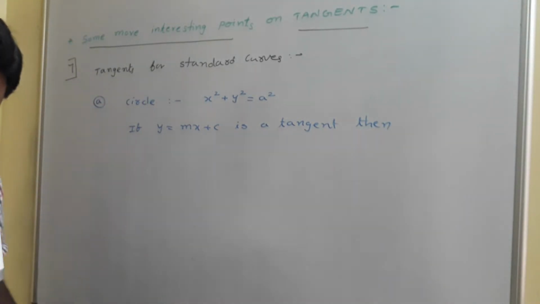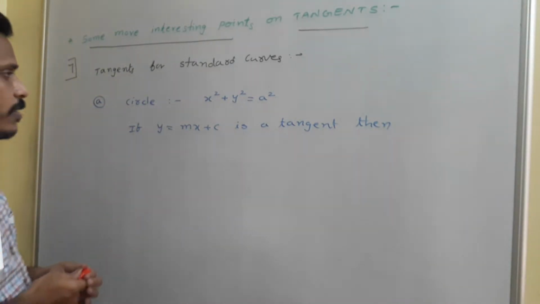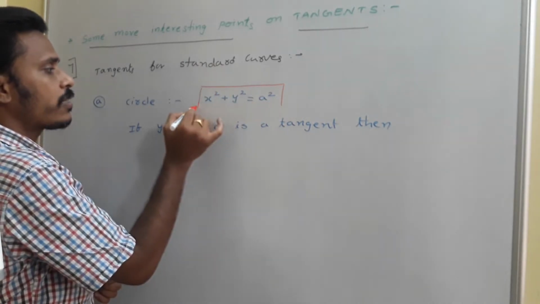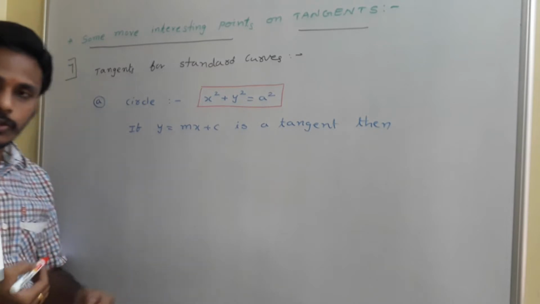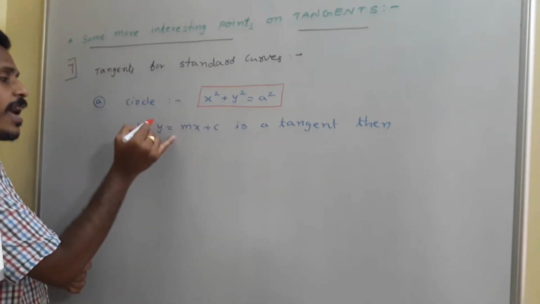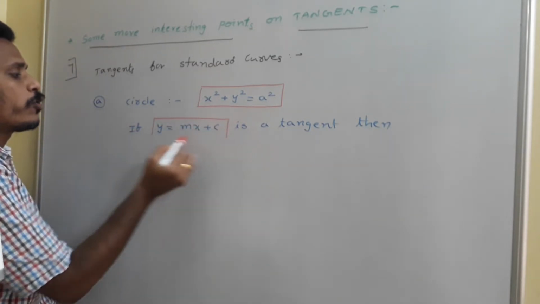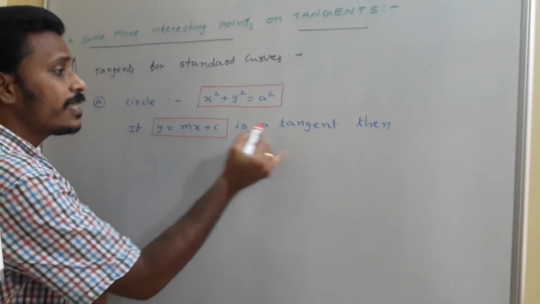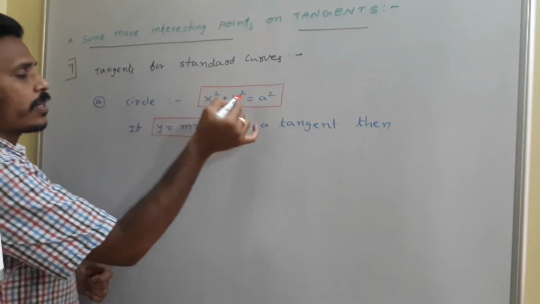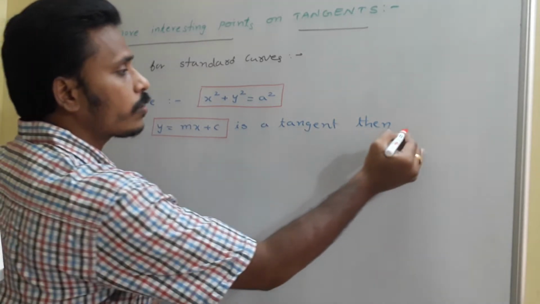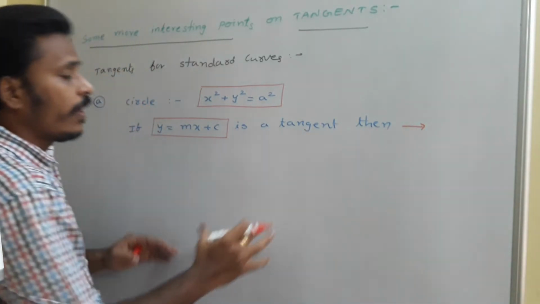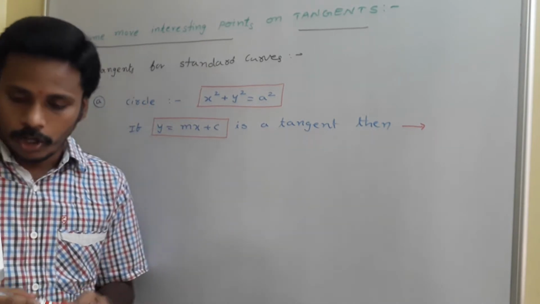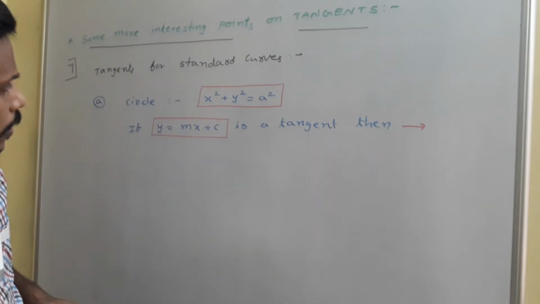Here, as a part of 7a, I have a standard curve, the standard form of the circle, x square plus y square is equals to a square, and I have a standard equation of line y is equals to mx plus c. If this y is equals to mx plus c is a tangent for this curve, then what is the condition? From there I will mention the general tangent also.